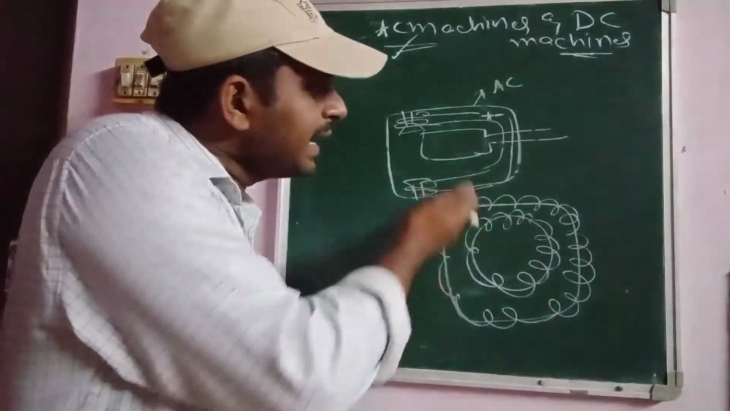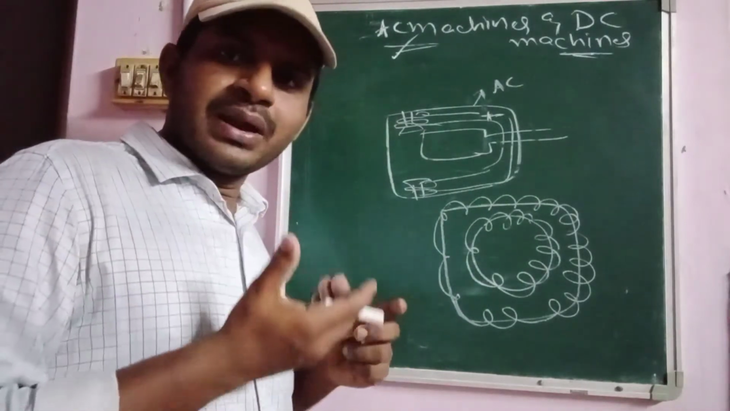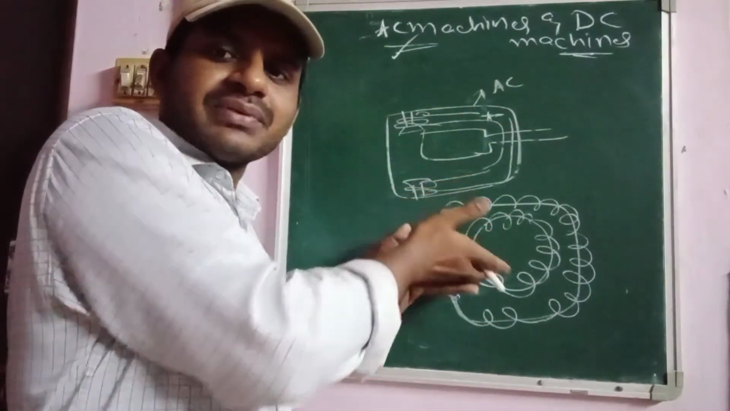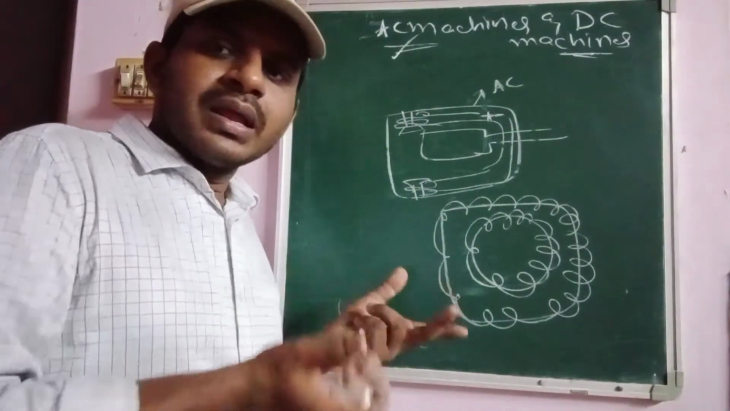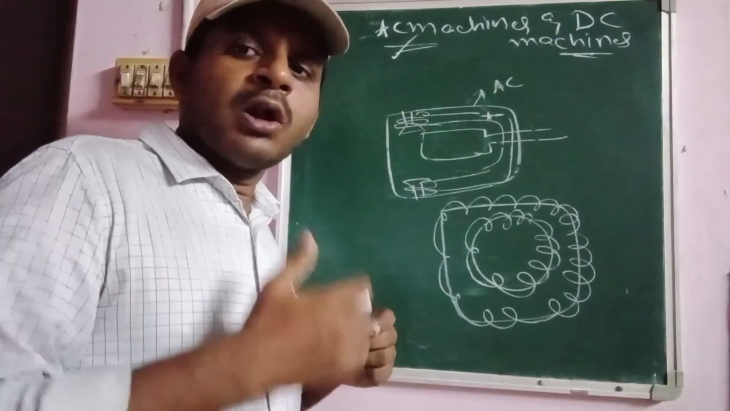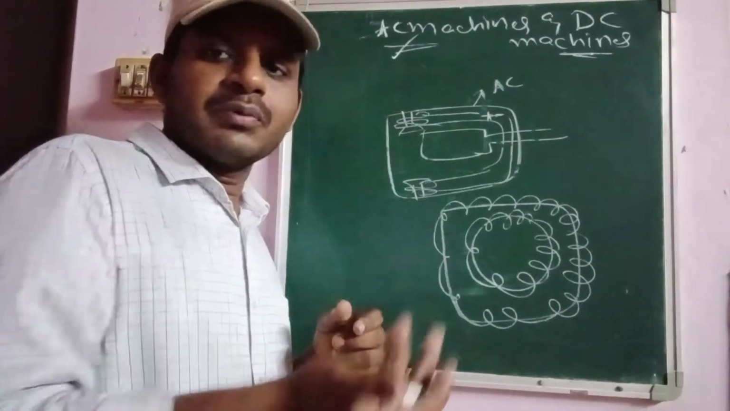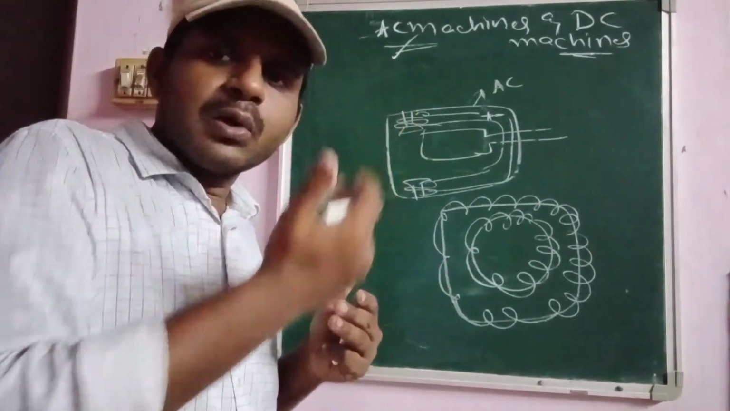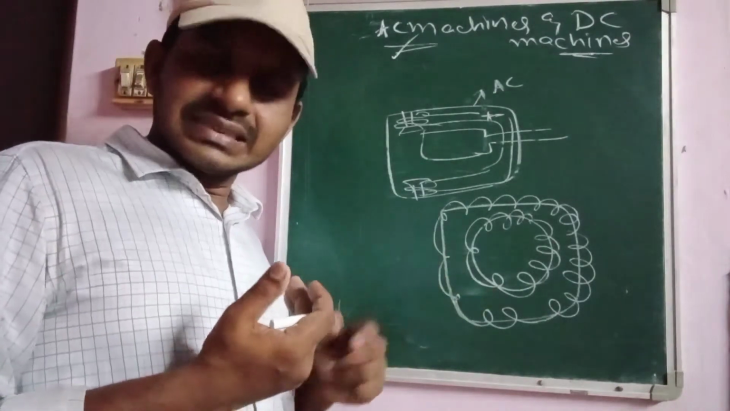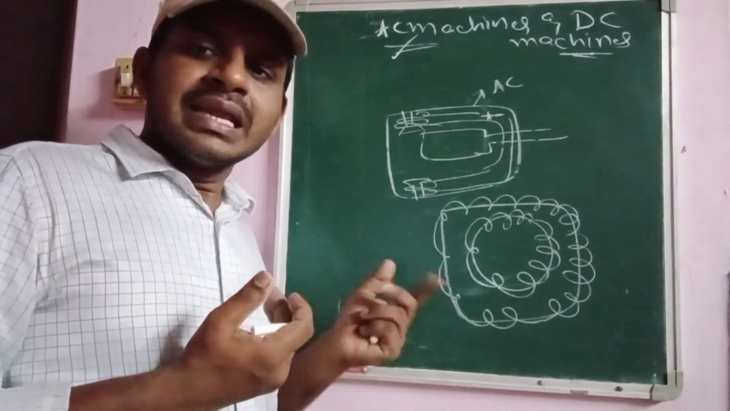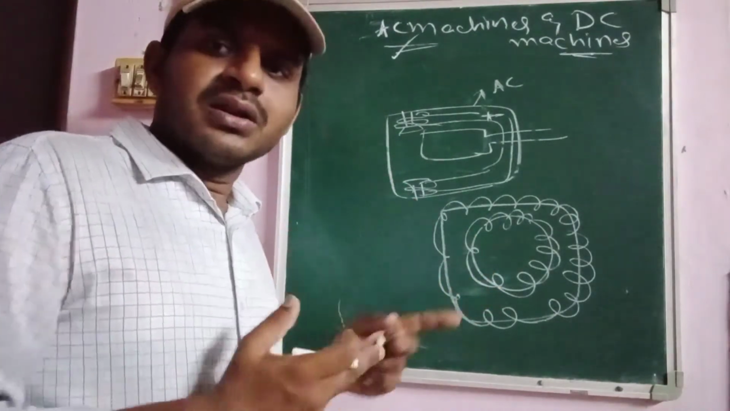According to the placement of the armature winding and field winding in DC machines and AC machines, one problem is there. In DC machines, we can't use a voltage rating beyond 230 volts. We generally use DC generators only for below 230 volts. Why? Because in a DC generator, the armature winding is placed on the rotor.